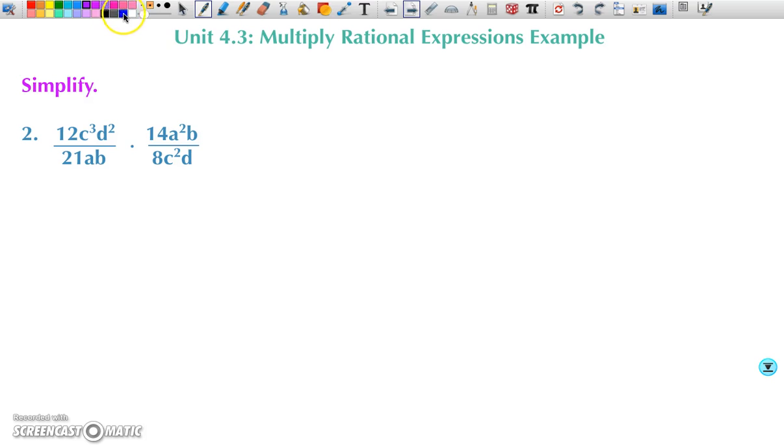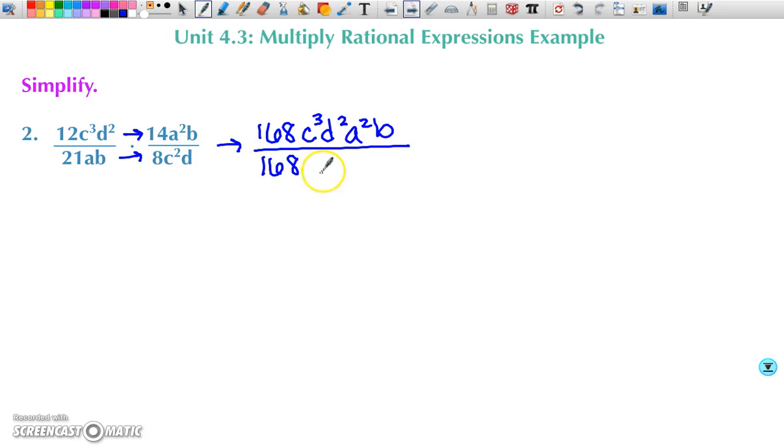All right, now your second example here. In this example, it's multiplication, and when we multiply, we go straight across. We don't do any cross multiplying. That's when it's a proportion with an equal sign in between, so we just go directly across. So 12 times 14 is 168. Then we have all of our variables, c cubed, d squared, a squared, b, over 21 times 8 is also 168. And I'm going to reorder these variables just so they're lined up, c, d, a, b. So c squared comes next, d, a, b.